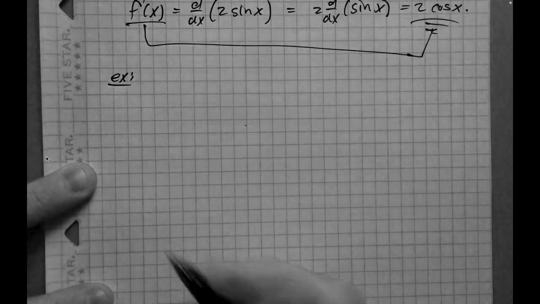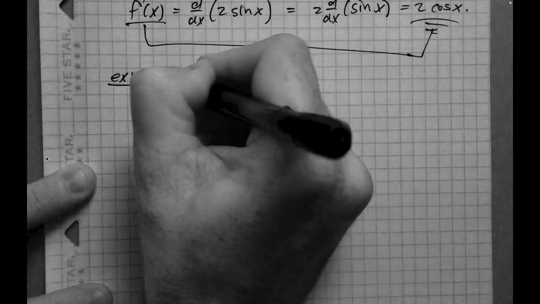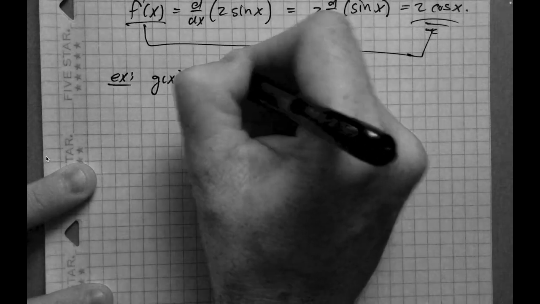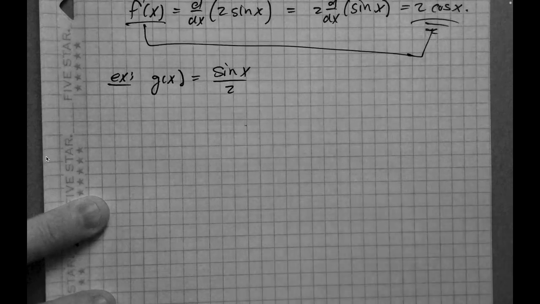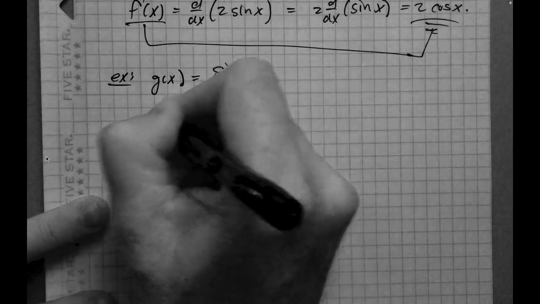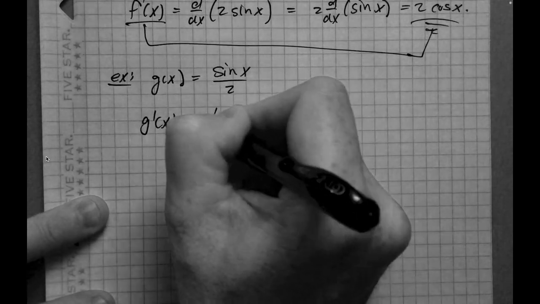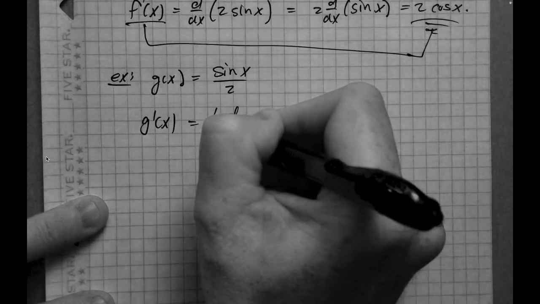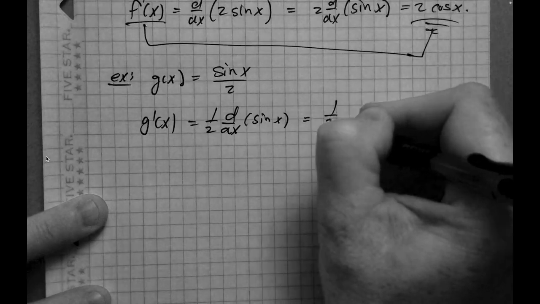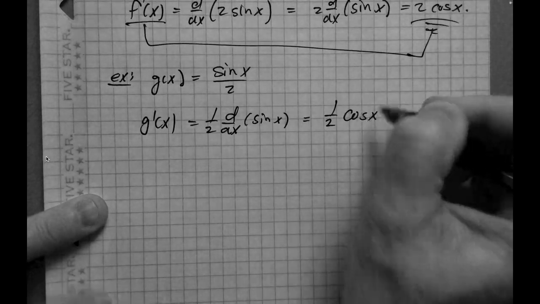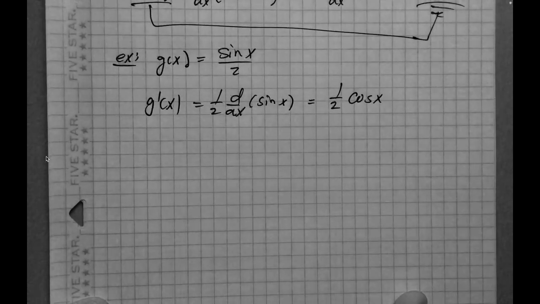How about another example? Let's say g of x equals sine of x over 2. Okay, so again, this one is very straightforward, hopefully. g prime of x equals 1/2 d dx sine x. All right, so that's 1/2 cosine of x, isn't it?